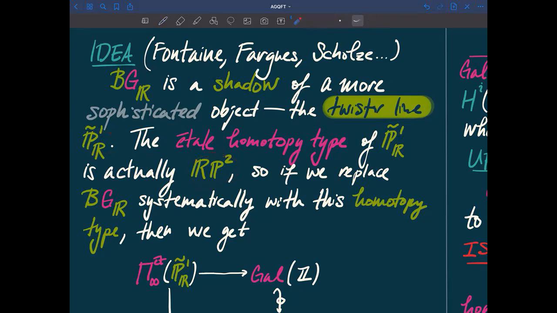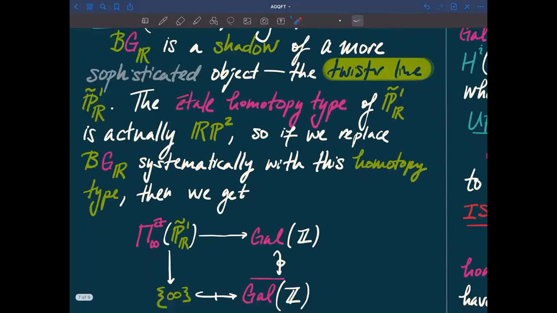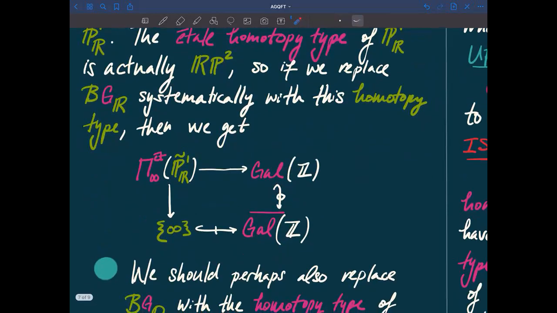And now the étale homotopy type of this thing is an RP2. So for my purposes, this is already very convincing, because now that I've got an RP2, this must be the right thing, but there's actually more sophisticated reasons to be convinced of this. But if I replace systematically my BGR with RP2, then I'm going to get a different kind of pushout. And here's the pushout that I get to look at. Well, I still have a point here and a point here. I didn't do anything about that. But here I've got RP2. And so here what I'm going to produce is the suspension of RP2 up to homotopy.